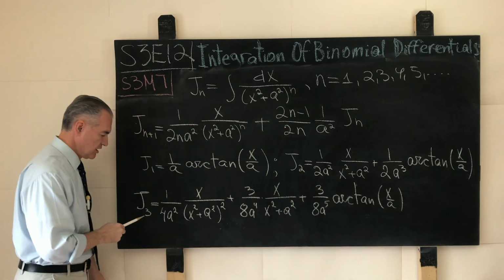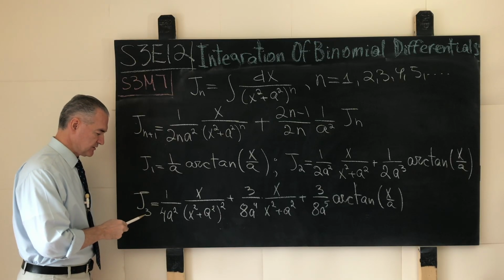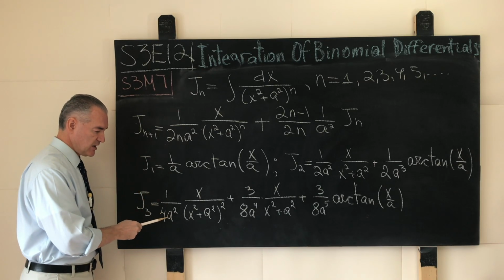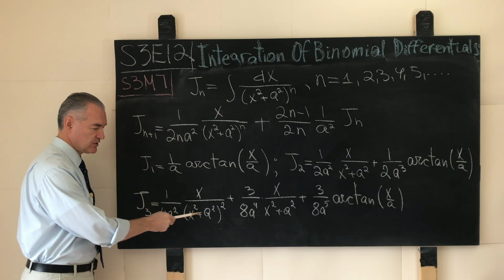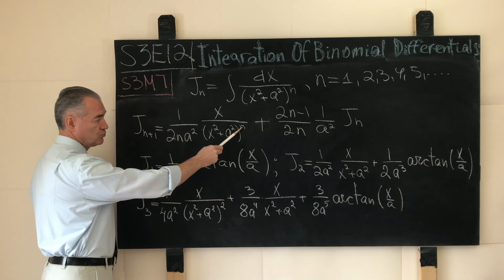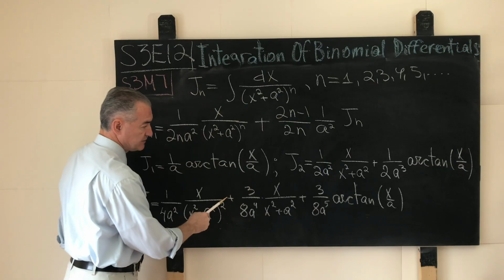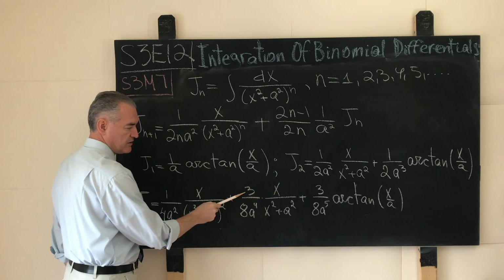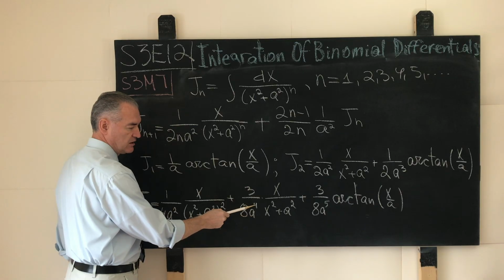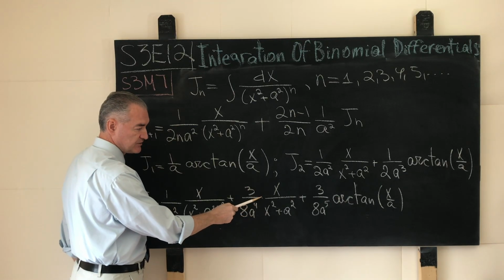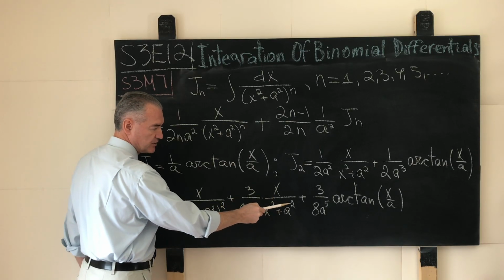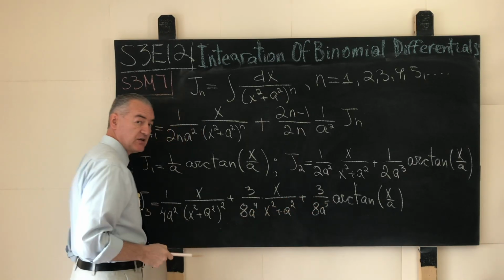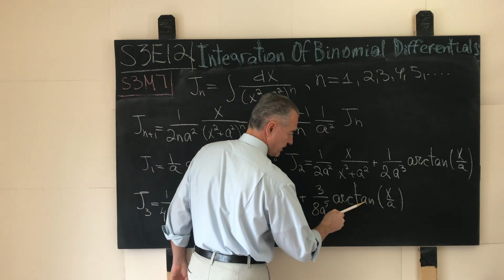And just for the record, again, if we keep rolling, then J sub 3, when n is equal to 2, we will have 1 over 4a squared times x over x squared plus a squared, squared, because now n is 2, plus we unroll this integral J_2 over here, and this is what we get: 3 in the numerator, a times a raised to the 4th power in the denominator, times x over x squared plus a squared, plus 3 in the numerator and 8 times a to the 5th power in the denominator, times the arctangent of x over a.